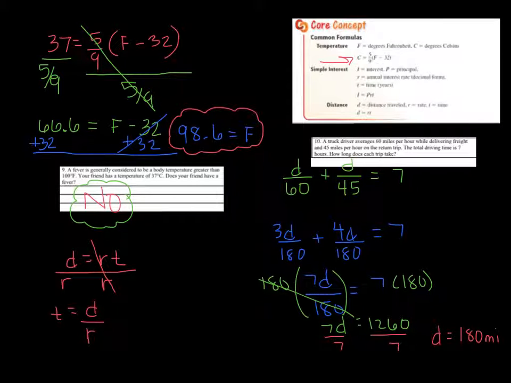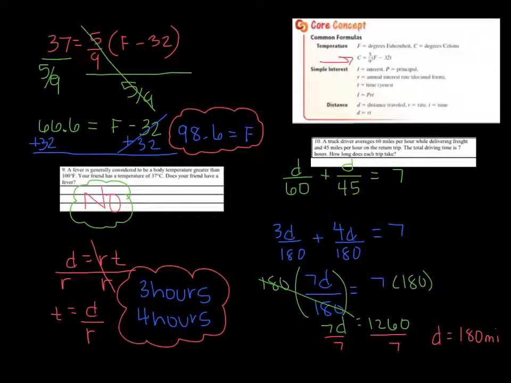So 180 divided by 60 is 3. So I know that my first trip took 3 hours. And if the total time was 7 hours, then that tells me that my second trip had to take 4 hours because 3 plus 4 is 7. Okay? So that was a long one. That had a lot of work in it.